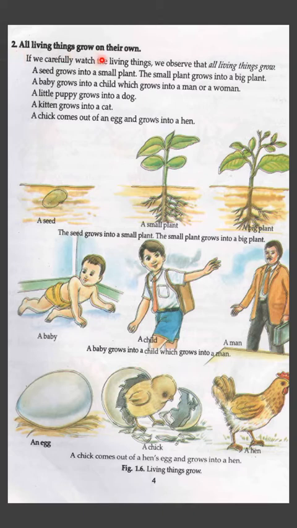All living things grow on their own. If we carefully watch the living things, we observe that all living things grow. A seed grows into a small plant. The small plant grows into a big plant. A baby grows into a child, which grows into a man or a woman. A little puppy grows into a dog. A kitten grows into a cat. A chick comes out of an egg and grows into a hen.